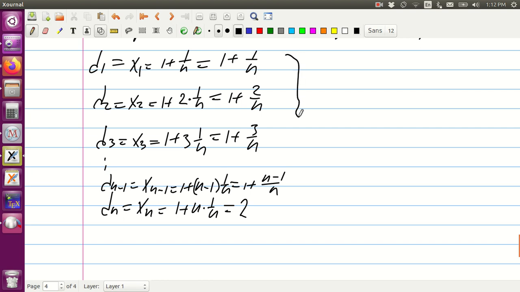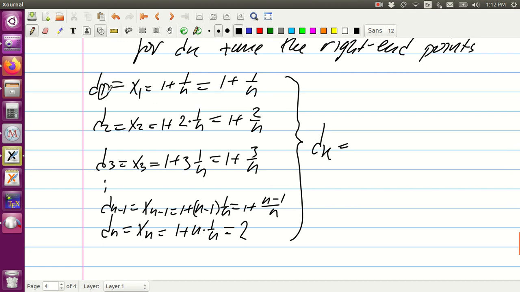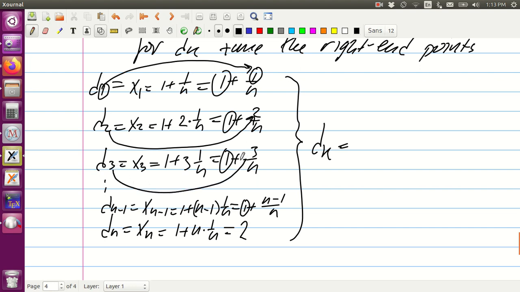So the question is, can we create a general d sub k like we did in the previous example? For this, we have to match up each index with the number on the right side. This doesn't change, as you can see. It always stays the same, so we're not going to worry about it to match. But this one matches up with this one, and this 2 matches up with this 2, and this 3 matches up with this 3. So we can say 1 plus k over n. And this is our d sub k.